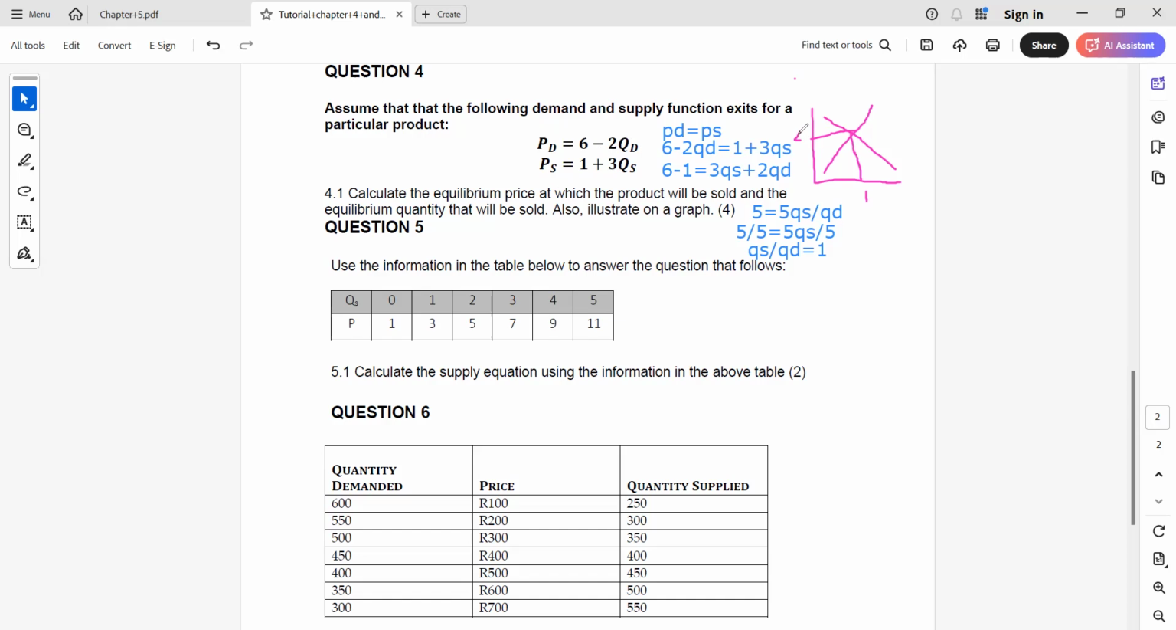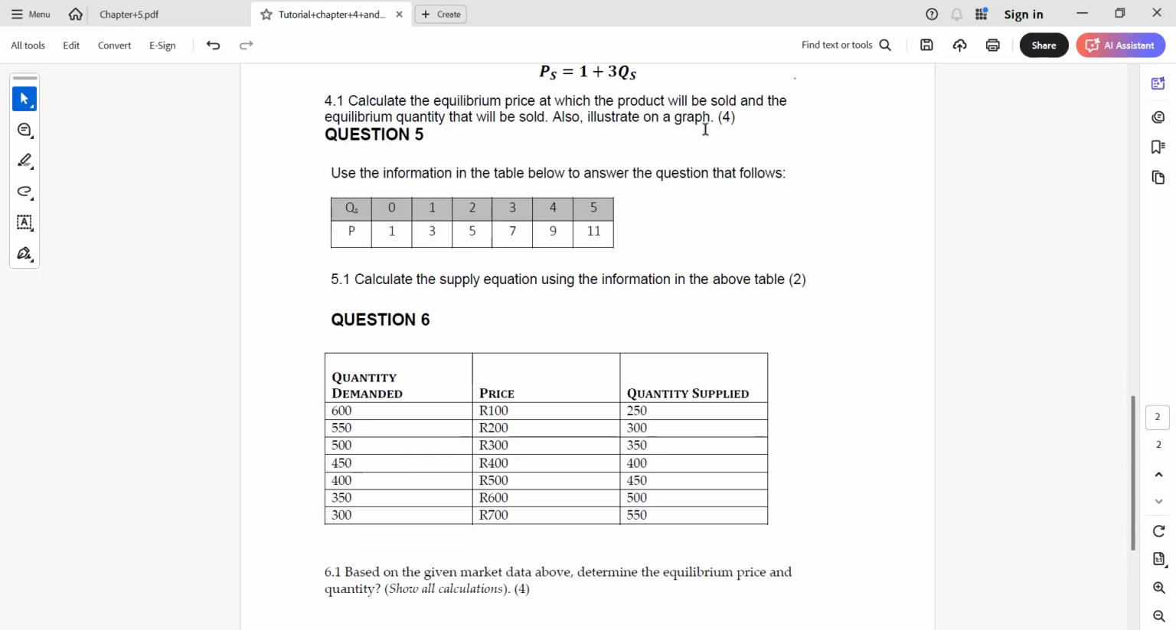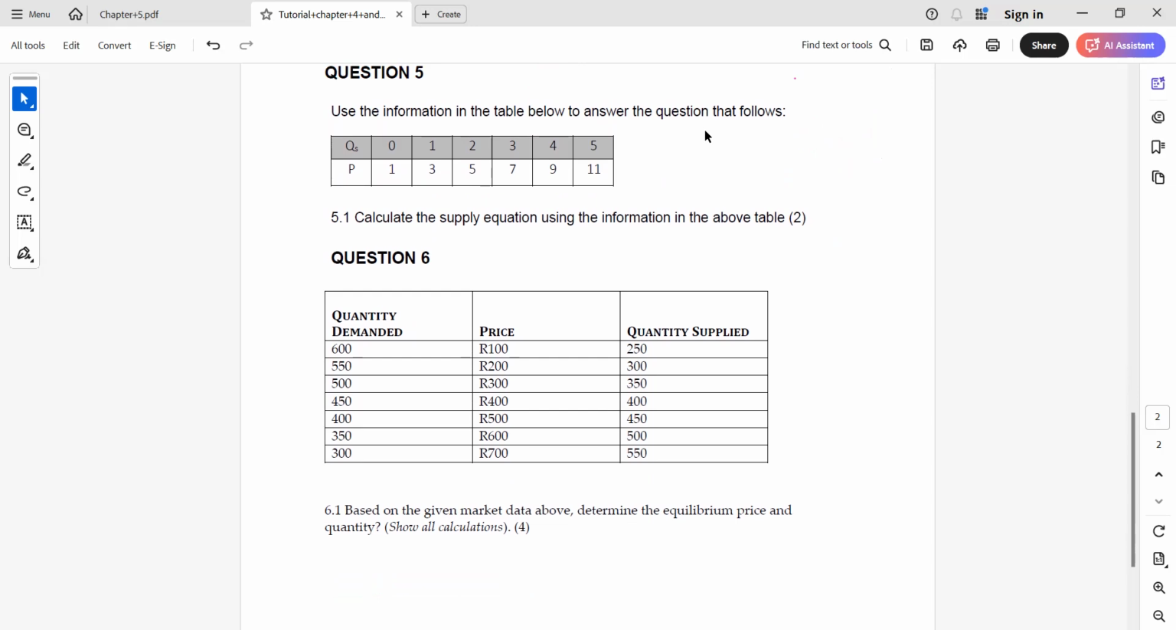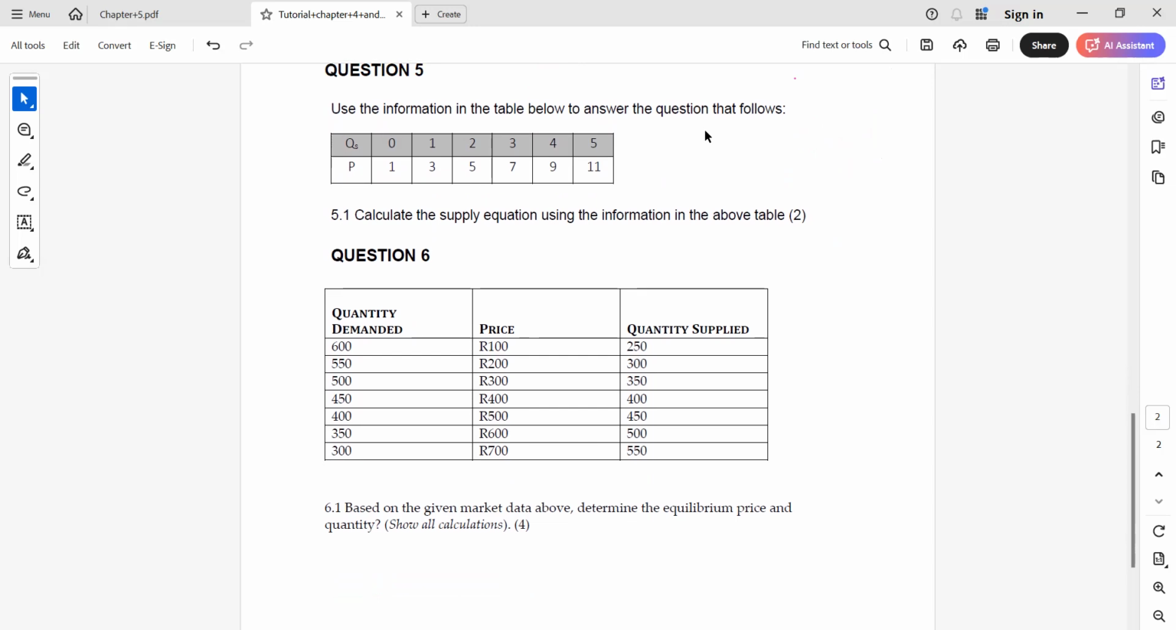So your price here is 4. So this is correct. Okay, I can just wrap this up. You can pause if you want to understand how I did it, and then continue.